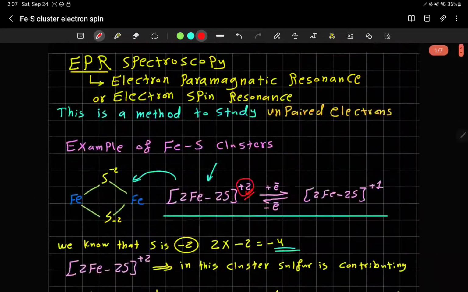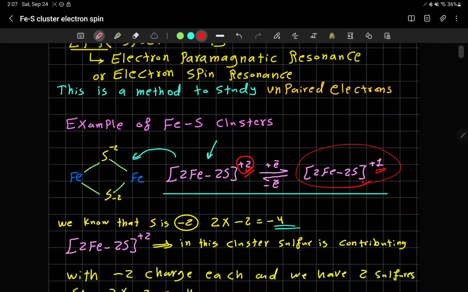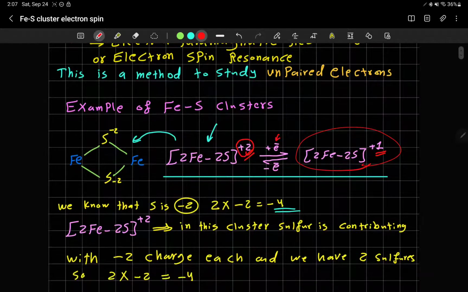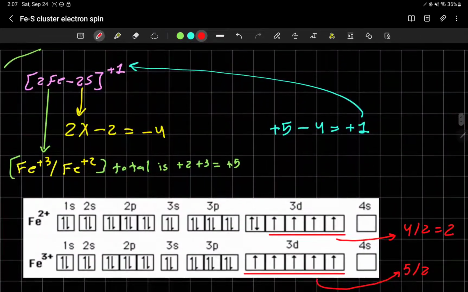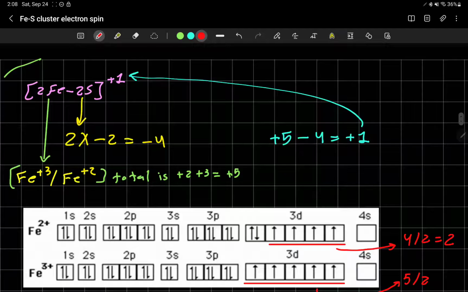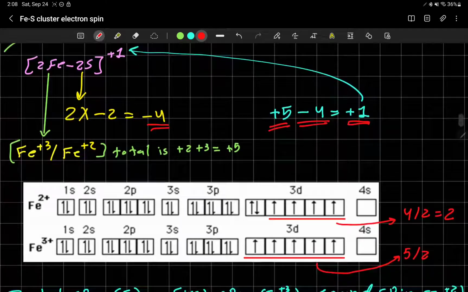Now I will move on to explaining the second part, which, since it is +1, has gained an electron. As you can see, it is the same cluster in a +1 state. Here we can see again the same situation. We have 2 sulfurs, -4 in total, and 2 irons, since sulfur is giving -4. And we know at the end we have +1 in total. So we have no other option but 5+ for the iron, as we calculated before.